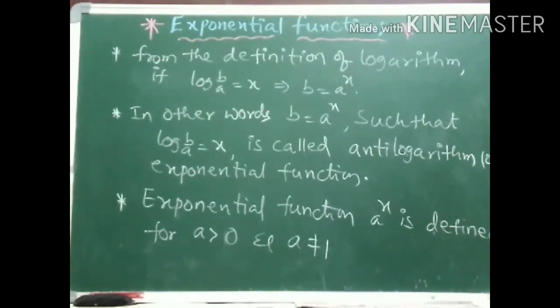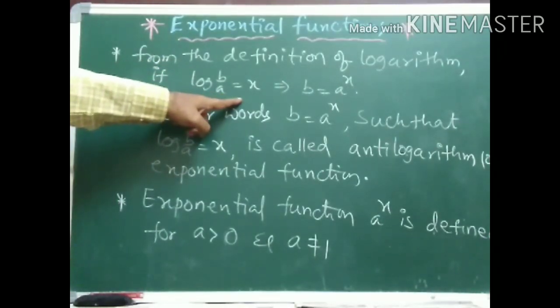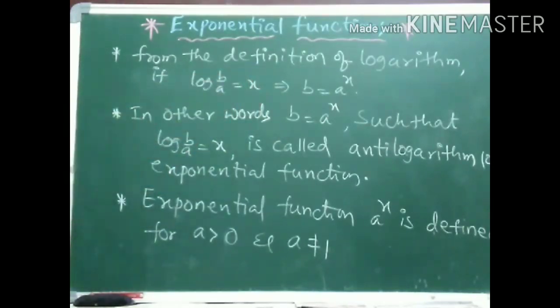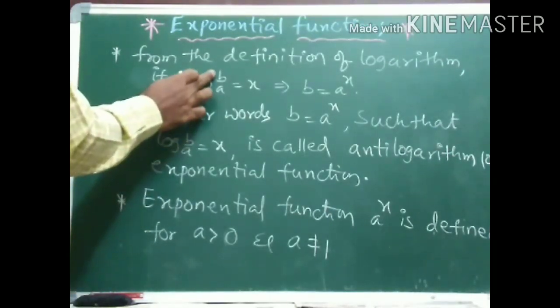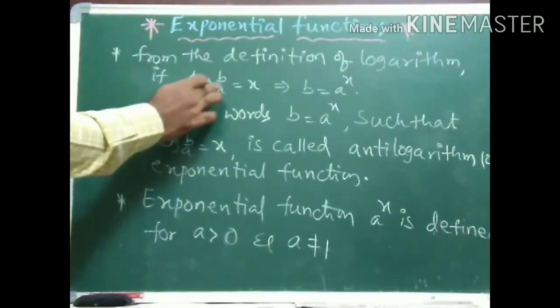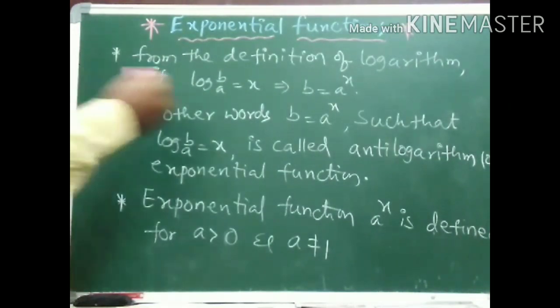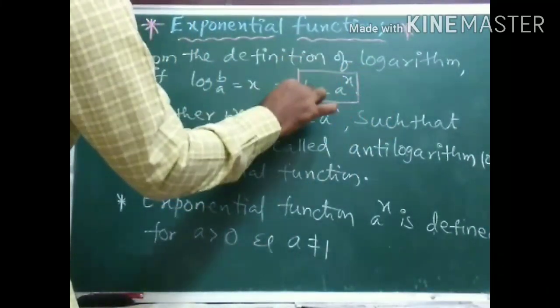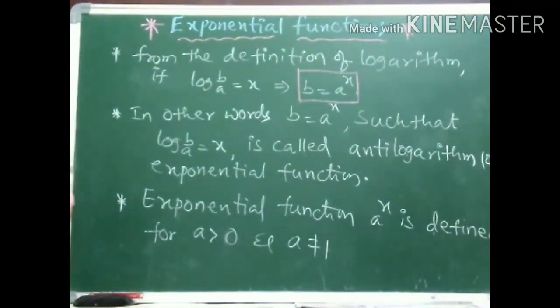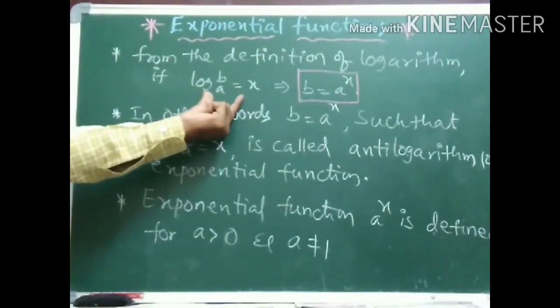Okay, so from the definition of logarithm, if log b to the base a is equal to x, then from this we can write b is equal to a power x. Just what we discussed earlier, the logarithmic base on ascending will become the normal base. Hence we got b is equal to a power x, which is known as exponential form, and which is defined from the logarithmic form.